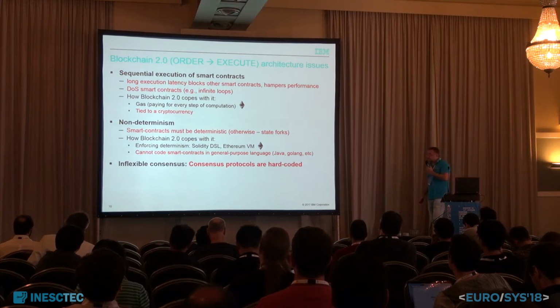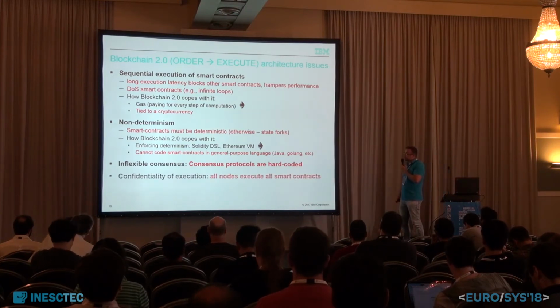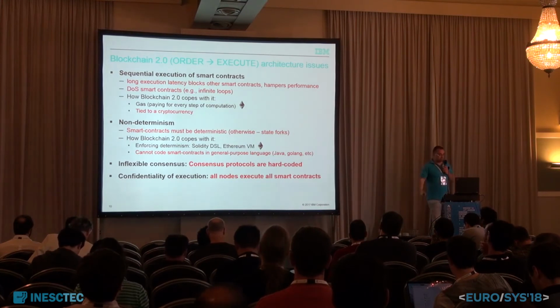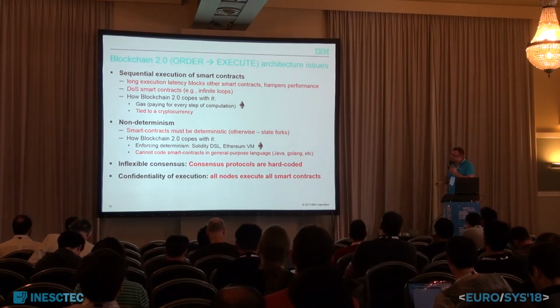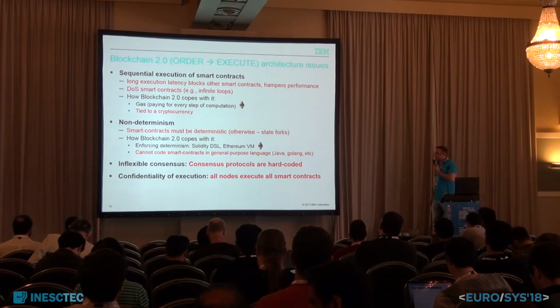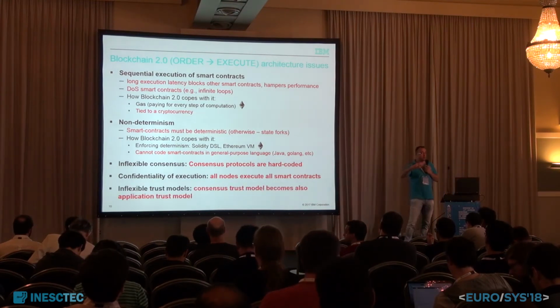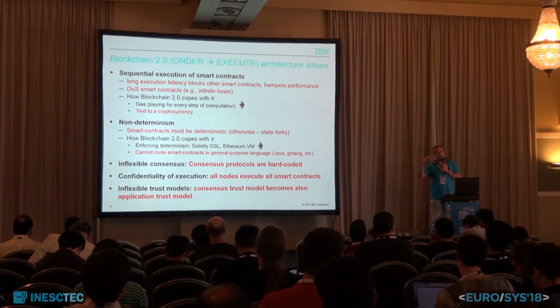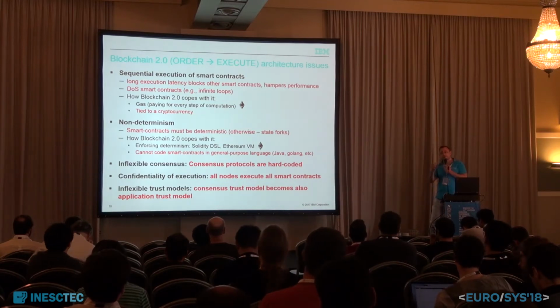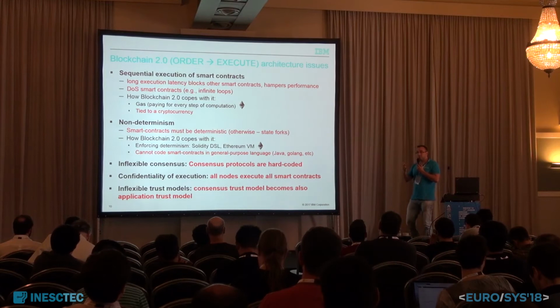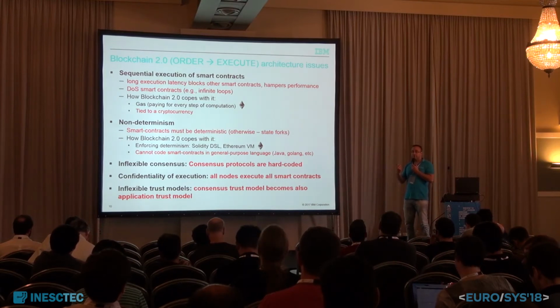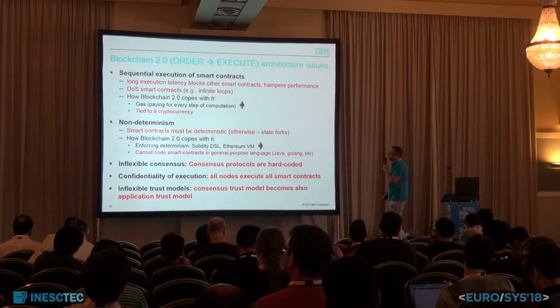There are other issues, like consensus protocols are hard-coded. I already mentioned this. Confidentiality is an issue. In order to execute, you somehow execute on all the nodes, and sometimes you actually want to restrict this execution to a subset of nodes. And you have inflexible trust models. For example, in permissioned blockchains, such as those based on PBFT, the assumptions of the underlying consensus, such as the 3F+1 assumption that PBFT comes with, extend to applications. So we also wanted to be more flexible with this.